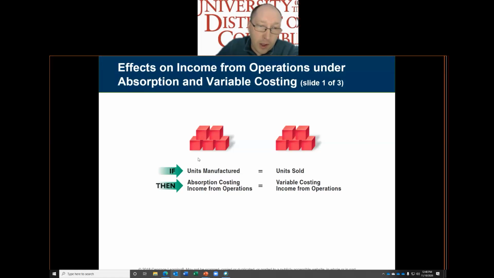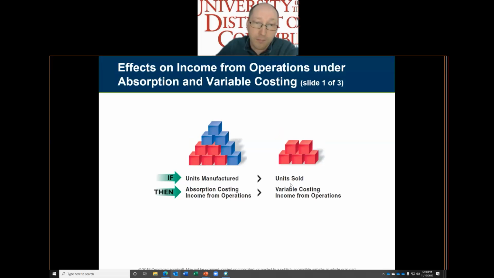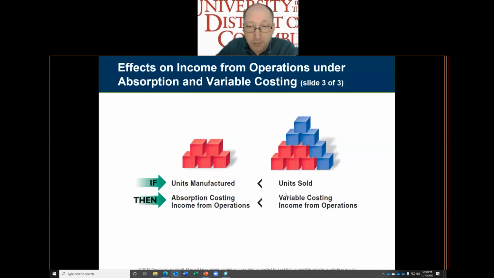So what you need to know is if the units manufactured equals the number of units sold, then the absorption cost will be the same as the variable cost method. If the number of units manufactured is greater than the units sold, then absorption cost will be greater than variable cost. If the number of units manufactured is less than the number of units sold, then we know the absorption cost will be less than the variable cost.